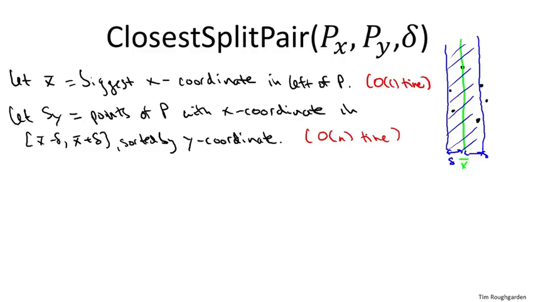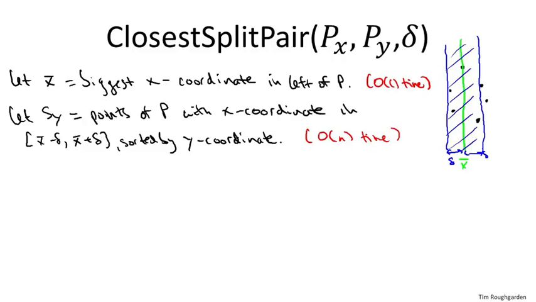Remember, what is our running time goal for closest split pair? We want this to run in linear time. That means we cannot sort inside the closest split pair subroutine. That would take too long. We want this to be linear time. Fortunately, since we sorted once and for all at the beginning of the closest pair algorithm, extracting sorted sublists from those sorted lists of points can be done in linear time, which is within our goals here.